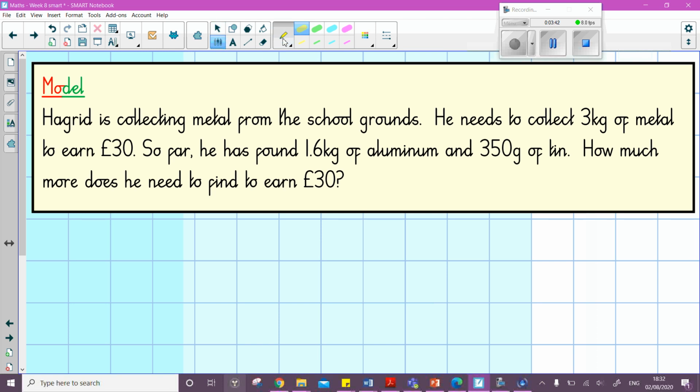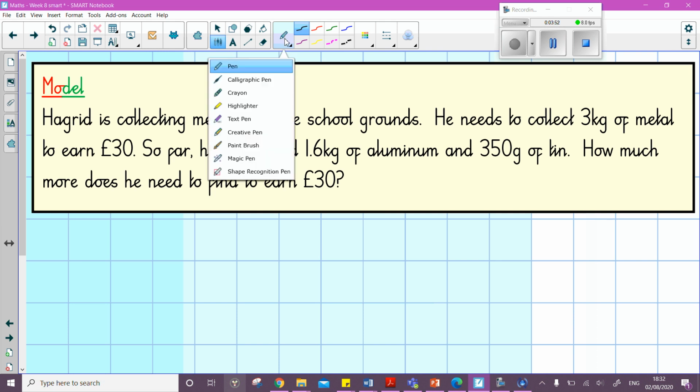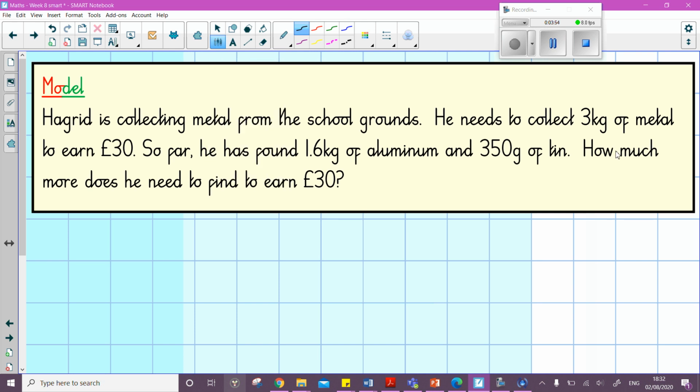Right, let's move on to a bit of modelling now. So let's have a read of our question. Hagrid is collecting metal from the school grounds. He needs to collect 3 kilograms of metal to earn £30. So far, he has found 1.6 kilograms of aluminium and 350 grams of tin. How much more does he need to find to earn £30?